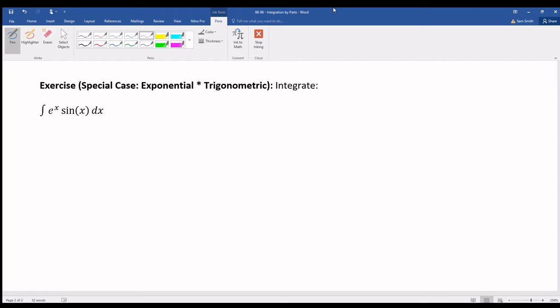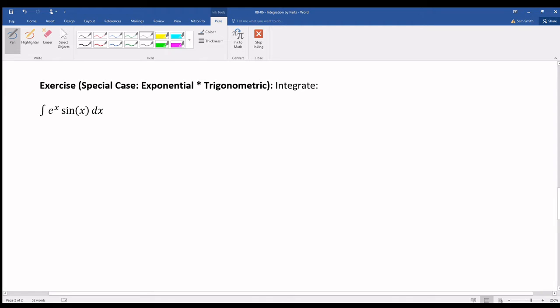In this video, we're going to demonstrate a very particular trick, I would say, a trick that is used when you're trying to take the integrand of the product of an exponential function and a trigonometric function. For example, right here, we have e to the x times sine of x.